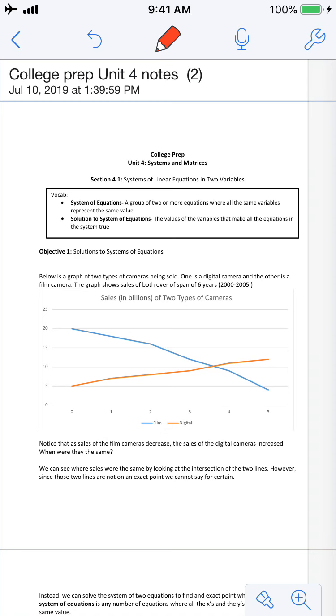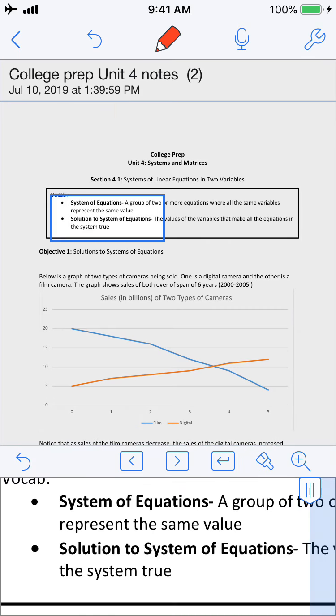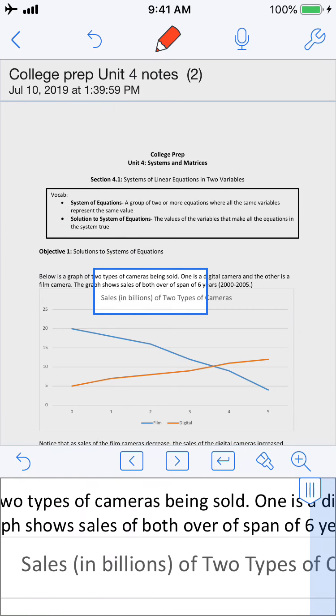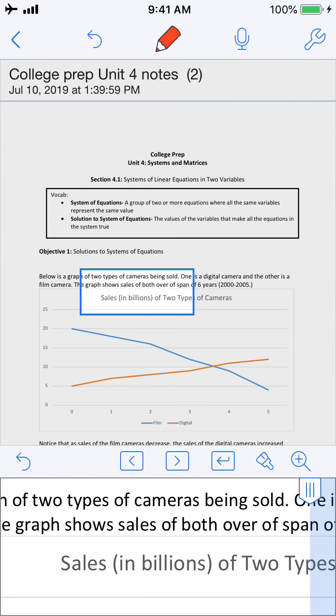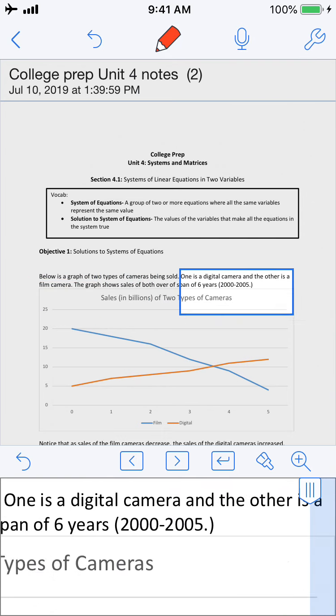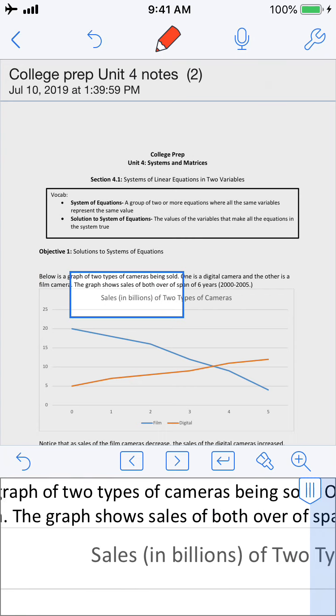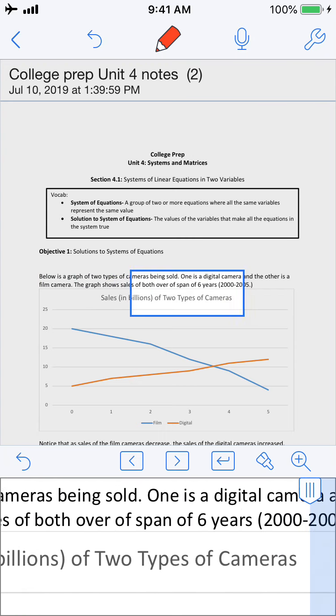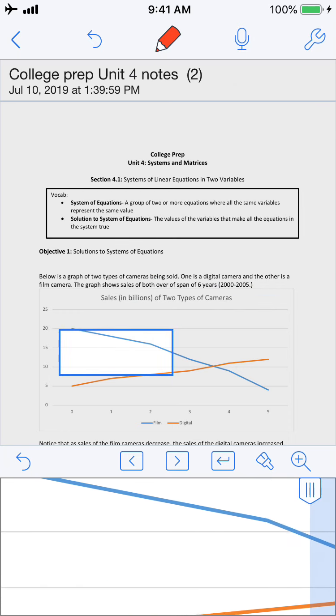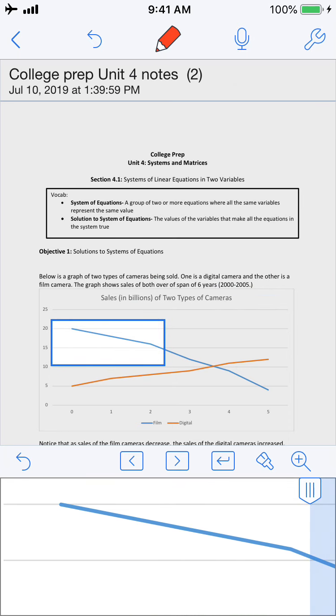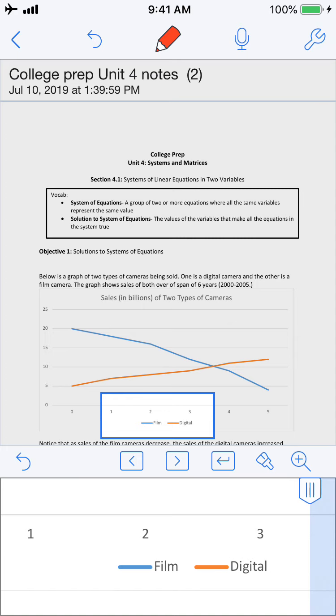Okay, so system of equations. Let's do some real world context here. Below is a graph of two types of cameras being sold. One is a digital camera, the other one's a film camera. This is from a few years back because nobody uses film anymore. The graph shows sales of both over 6 years, 2000 to 2005. So we can see that, maybe you can't see in yours because it's not color, but blue is film and orange is digital. What conclusions can we draw?